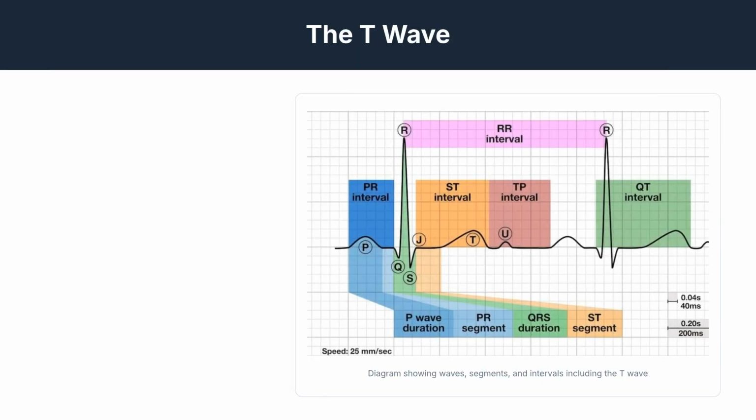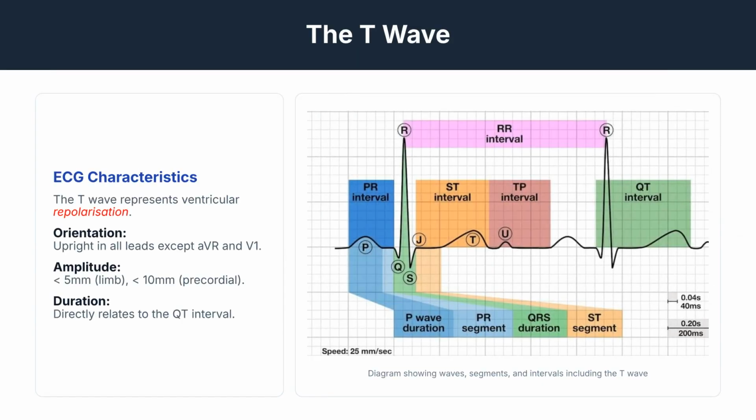The T wave represents ventricular repolarization. It is normally upright in all leads except AVR and V1. The amplitude is typically less than 5 mm in limb leads and 10 mm in precordial leads. Its duration is related to the QT interval.